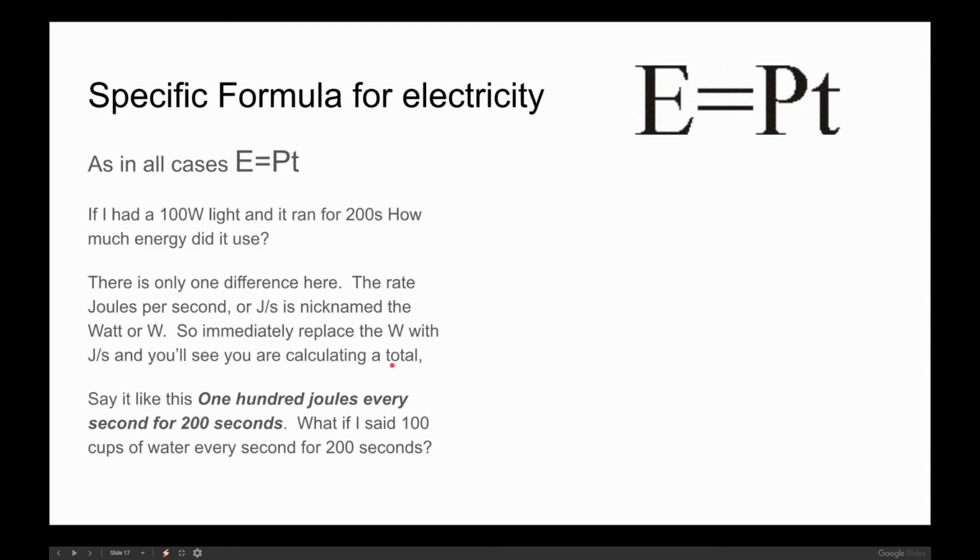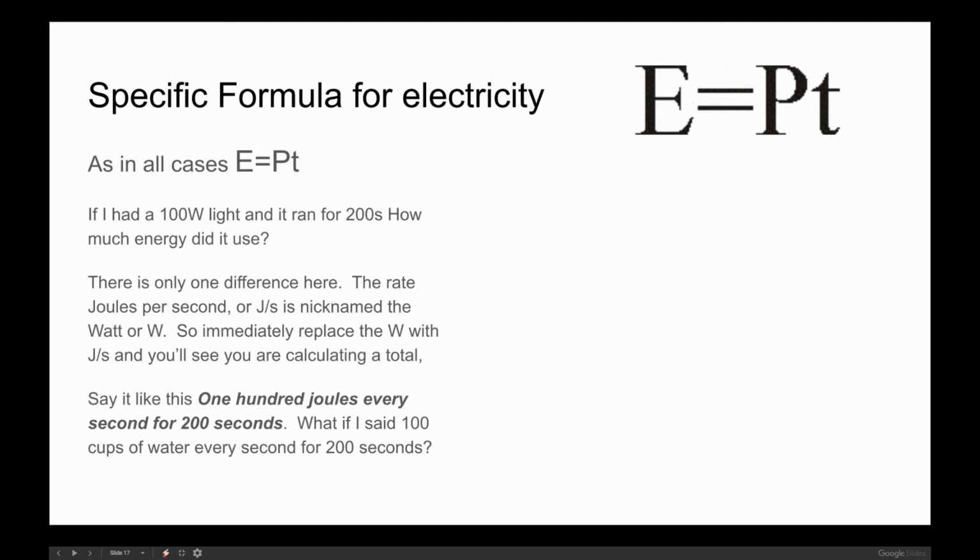Now let's go to specifically for electricity. If I had a 100 watt light and it ran for 200 seconds, how much energy did it use? Now, the trick is that W. Get rid of it. The minute you see the W, change it to a joule per second, or a watt. And the minute you do that, the answer is obvious.